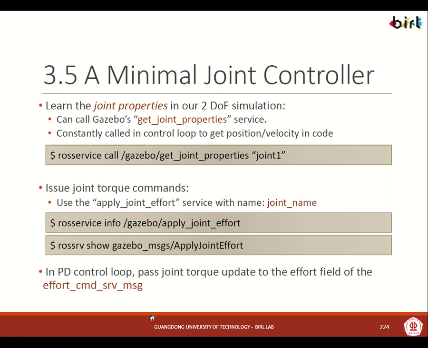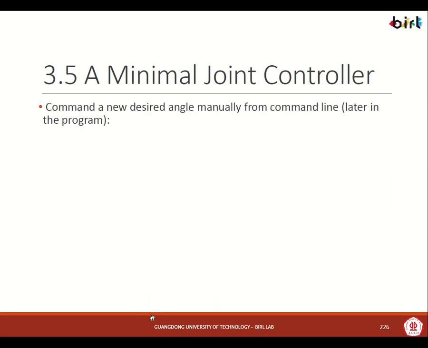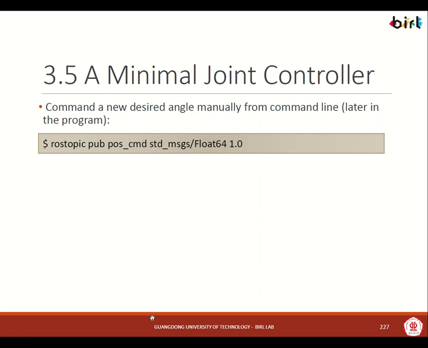So in the PD control loop, we're passing a joint torque update to the effort field of the effort command service message. Okay? We're doing that in a while loop all the time, sending a new torque command. Go here, go here, go here, go here, go here. Whatever that is. So now what we're going to do right now is manually send a command message to the torque of the joint to move it. Okay? We can do that.